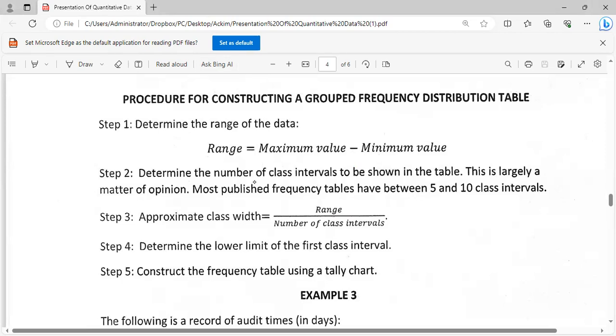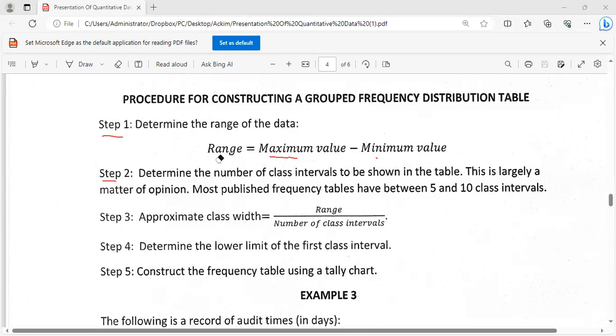Then for this one, I personally believe in an example, because if I just start explaining to say step 1, you determine the range, and we know the range is maximum minus minimum value. So I will explain using the example. Then step 2, you determine the number of class intervals to be shown in the table by dividing the range by the number of class intervals that you desire to have. Then you determine the lower limit of the class interval. Then you construct the frequency table using the tally chart. That's the easier way of grouping the data in case the data is not grouped.